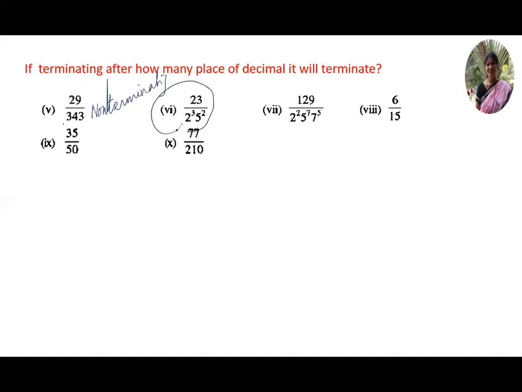Coming to sixth one. How many twos are there? 3. How many fives are there? 2. So see which one is maximum. 2 is maximum, so 10 will be 3. When it is 3, it will terminate after 3 decimals.